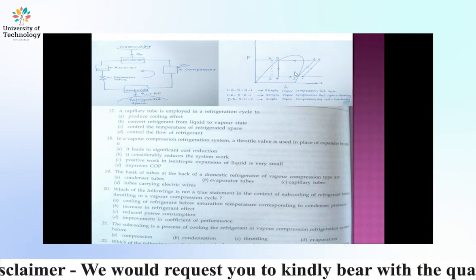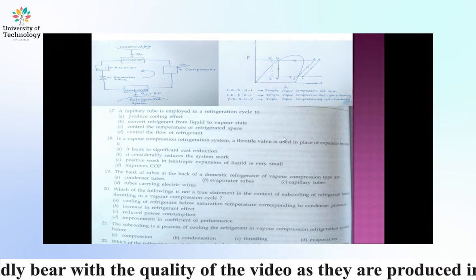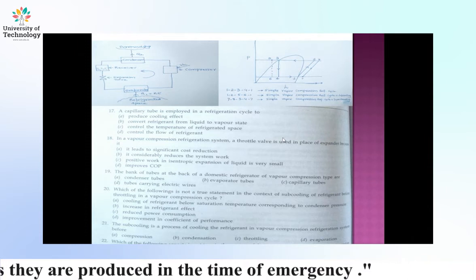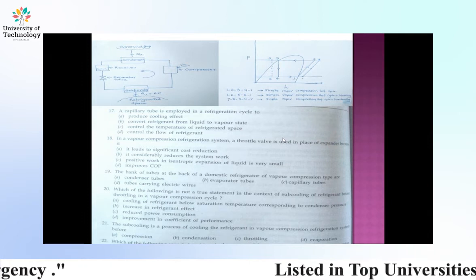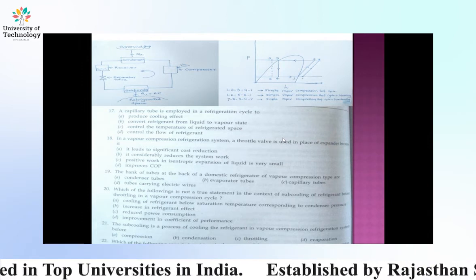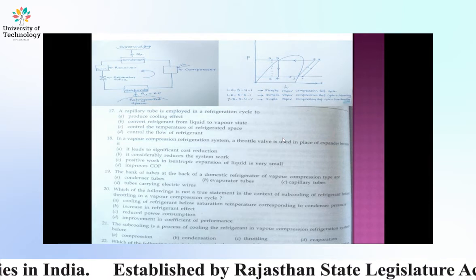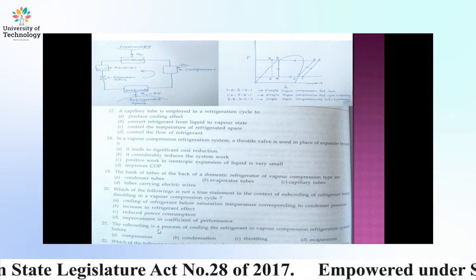Number D. Improvement in coefficient of performance. What is coefficient of performance? Desired effect upon required input. What is the desired effect? Cooling, meaning refrigerating effect. And what is the required input? Compressor work. The refrigerating effect increases, there is no change in compressor work, therefore COP increases. Option D is also correct. So which statement is not correct for this? The option C. So option C is the answer for this question.